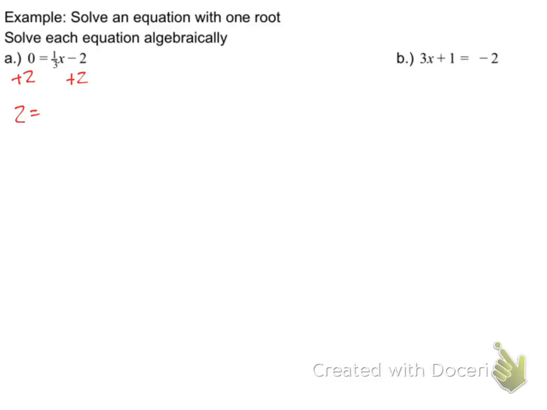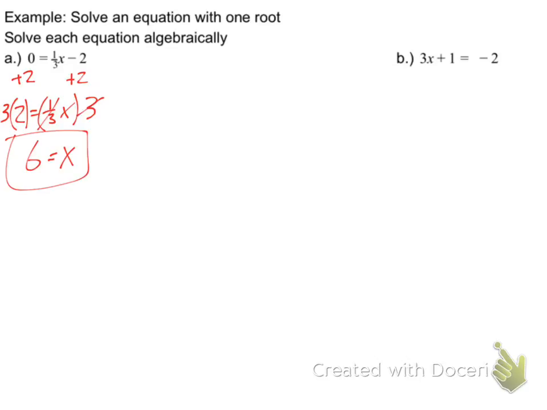So I get 2 equals 1/3 x. To get rid of 1/3, I'm going to multiply both sides by what? Not 1/3. By 3 over 1, or 3. Because the 3 and the 1/3 cancel each other out, I get x equals 6. And the cool thing about it is, that's my solution. I can check it. Plug it back into here. What's 1/3 of 6? 2. And 2 minus 2 is 0. It works. I checked it. We're good to go. Right?